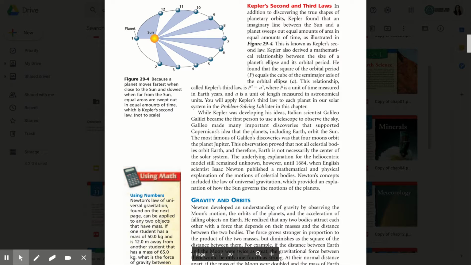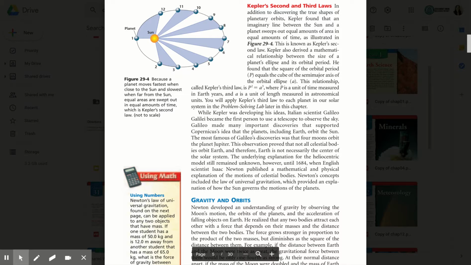In addition to discovering the true shapes of planetary orbits, Kepler found that an imaginary line between the sun and a planet sweeps out equal amounts of area in equal amounts of time. As illustrated in figure 29-4, this is known as Kepler's second law.